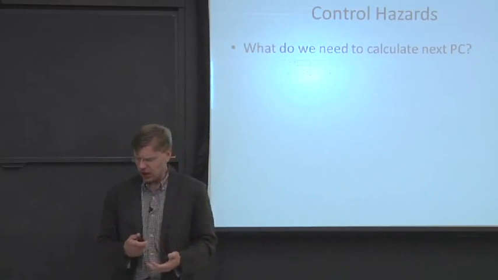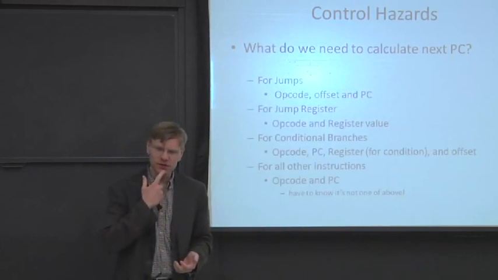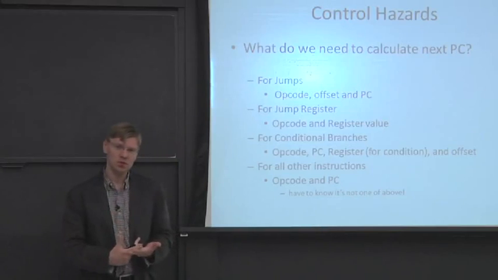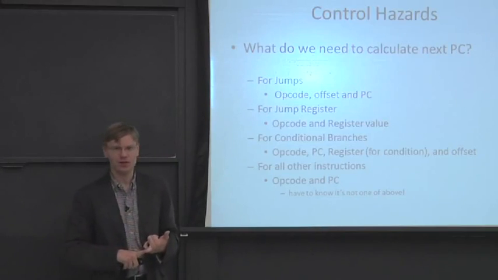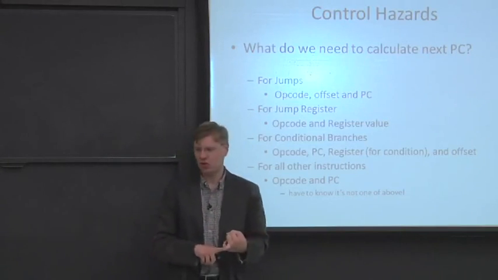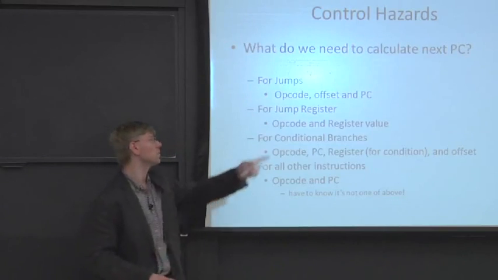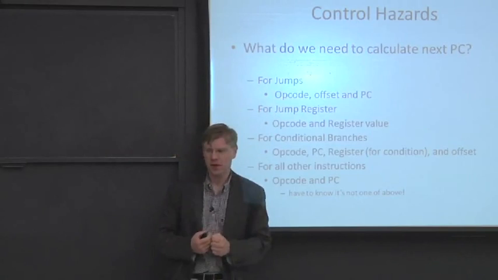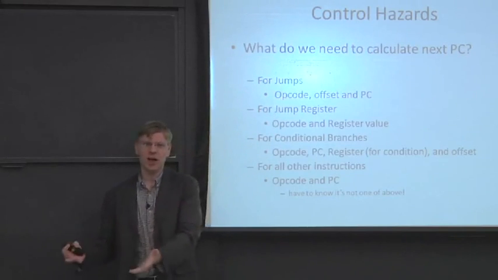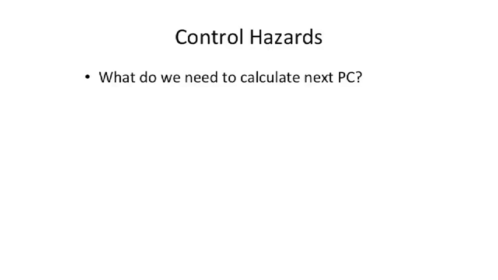As you might guess, it's actually different for branches and jumps than it is for more traditional instructions, or arithmetic logic instructions, or everything else. So let's start off by looking at jumps. If we look at a jump, you need to look at the opcode to make sure that it's actually a jump. You also need to look at the offset within the instruction, and you need to look at the current program counter.